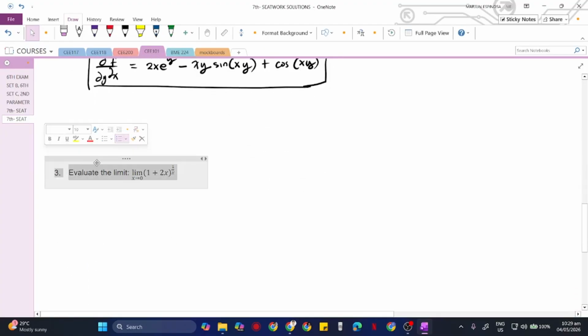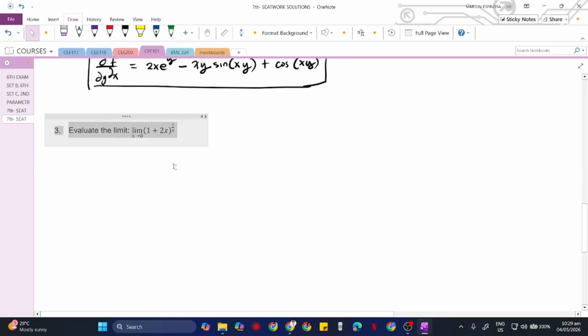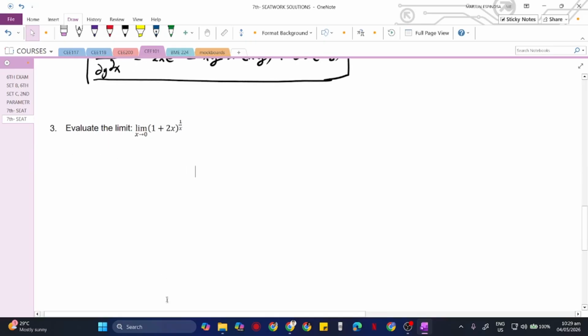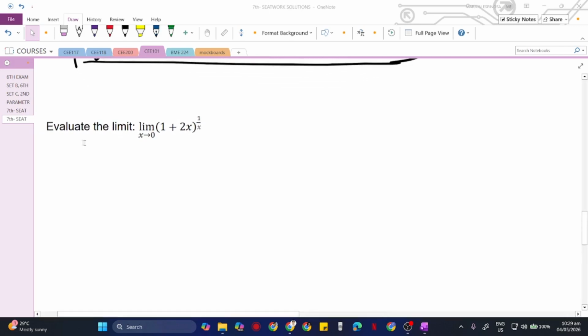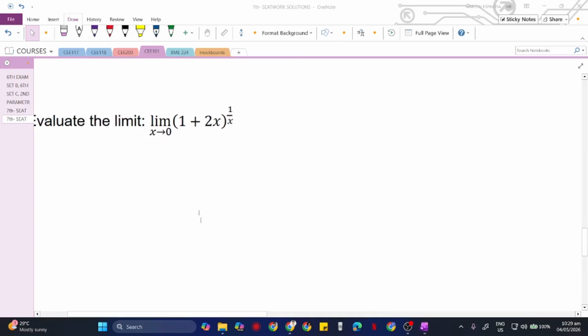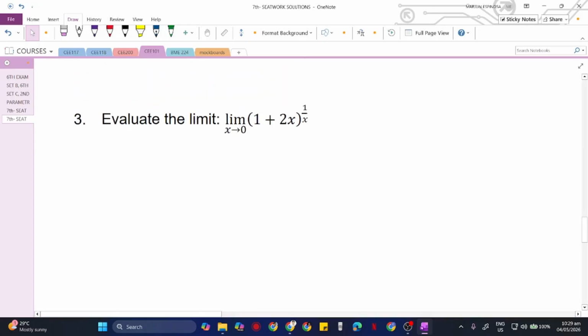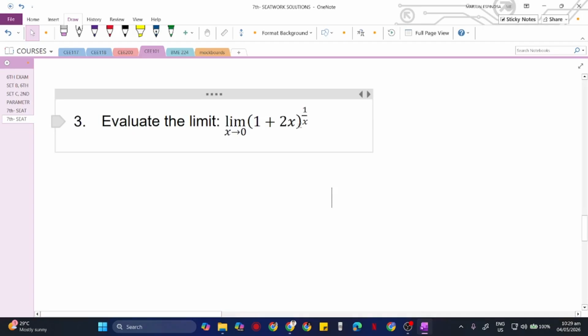Okay, problem number 3 tayo, class. Evaluate the limit of our given function: the limit of 1 plus 2x raised to the power of 1 over x as x approaches 0. So, what do you think yung procedure natin? First, I want to ask, ano yung form of our f of x and g of x? Anyone?